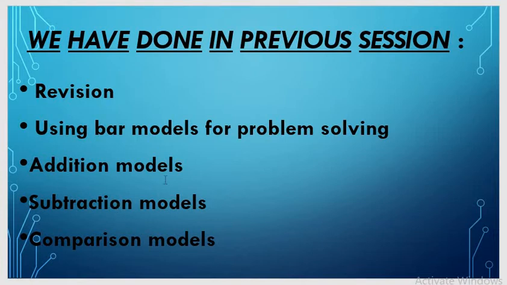Addition model means we have to add something. Subtraction means subtract something, and comparison means we compare the sums or quantities using the model. Got my point, all students? These are all the things we learned in the last lectures.